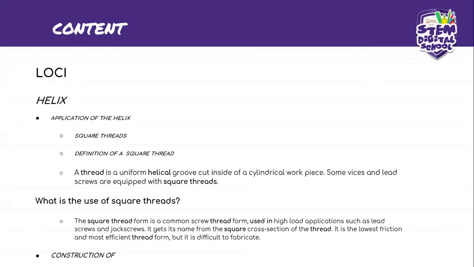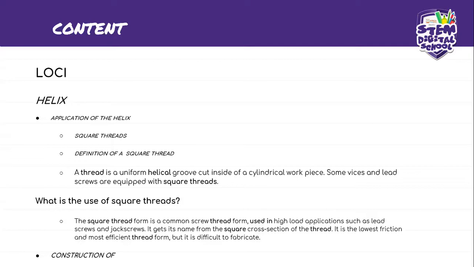Like I said, it's still loci. Basically, we are looking for the locus of a point. By definition, we are also looking at the helix and the application of the helix. Today we are looking at the square threads. Now, definition of a square thread: a thread is a uniform helical groove cut inside of a cylindrical workpiece. Some vices and lead screws are equipped with square threads. That is part of the application of it.